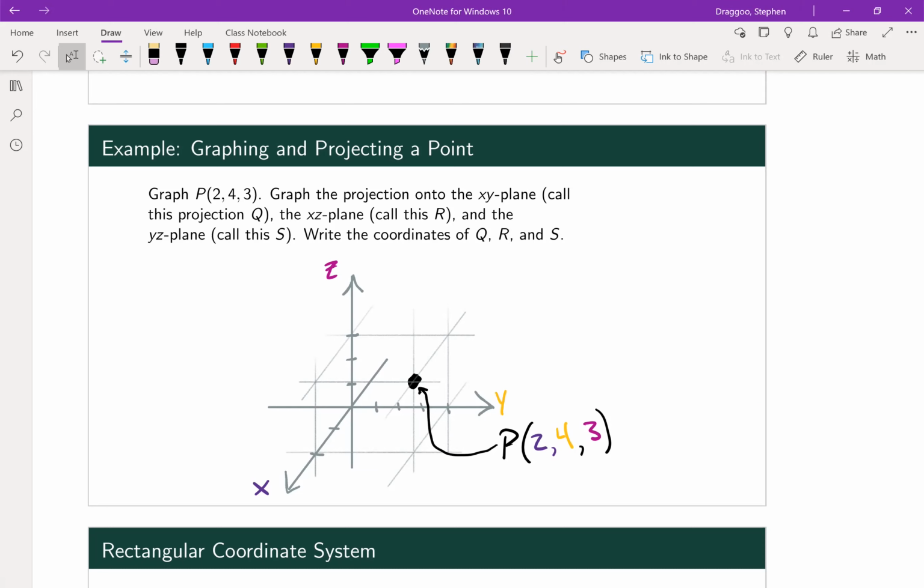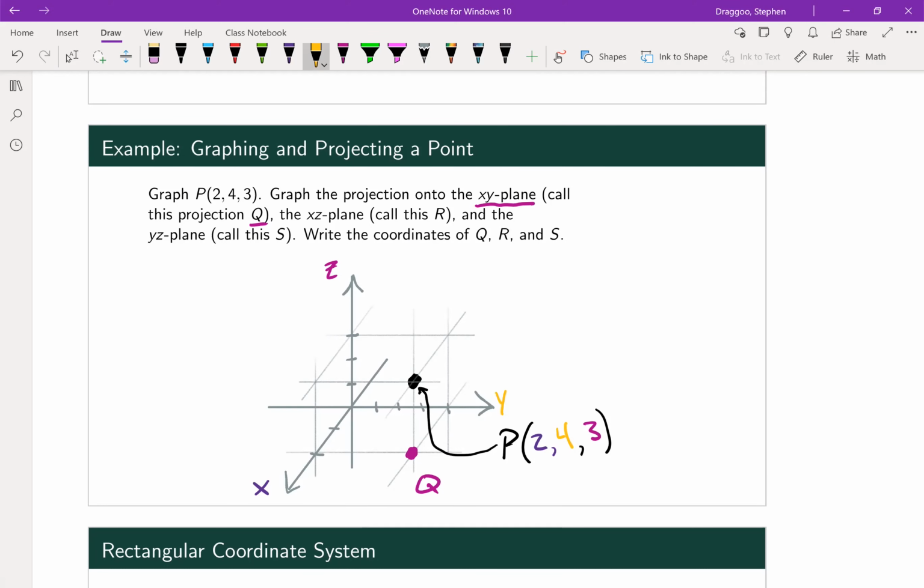So starting with projecting it into the XY plane, we're going to call that Q. So I'm going to take that point P, which is (2, 4, 3), labeled in the figure, and project it straight down. I should get to this point in magenta in the XY plane. That's our point Q.